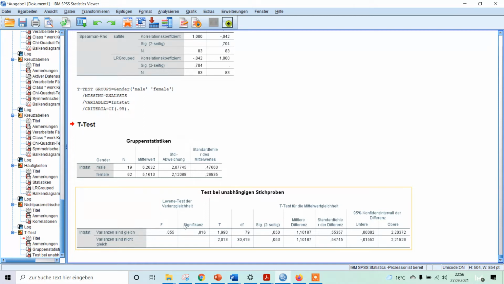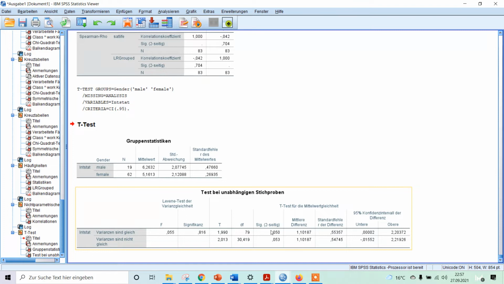If we wouldn't have had the same variances here, then we would have to interpret the second line. There we apply the Welch t-test, I think. I'm not exactly sure, but here we have another significance, and then the difference would not be significant. But as I said, in our case it's not significant, so we cannot refute the null hypothesis that the variances are the same. So we can assume that the variances are the same, and therefore we have to interpret the first line. And there it's just significant, the difference between men and women.